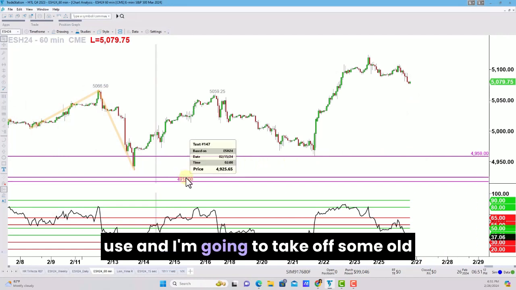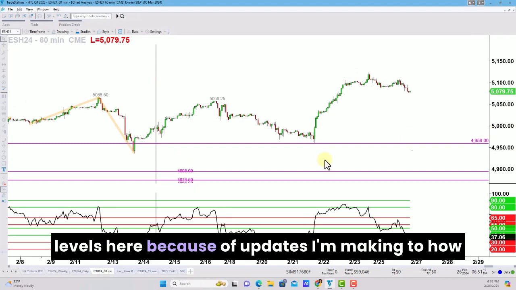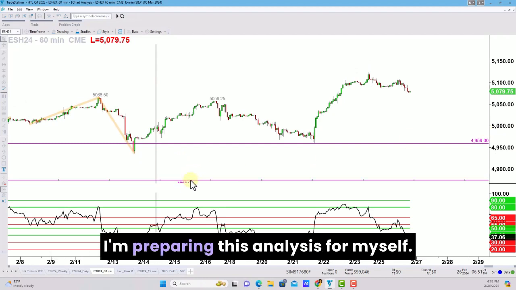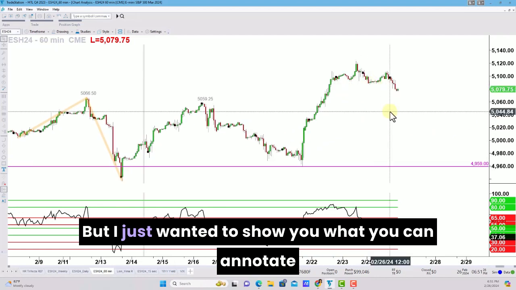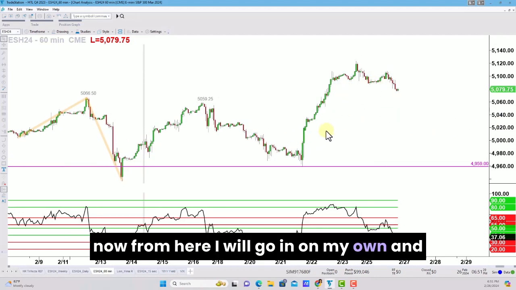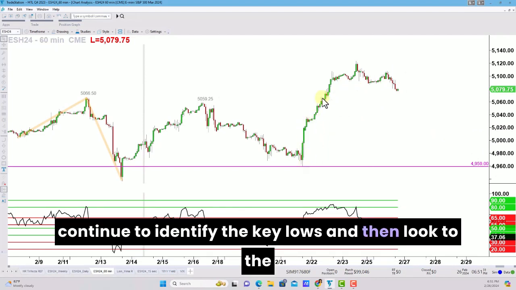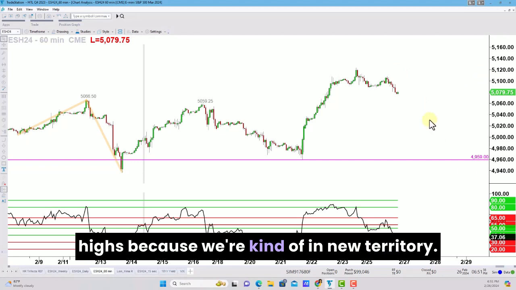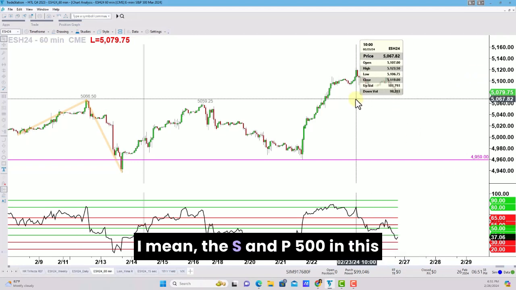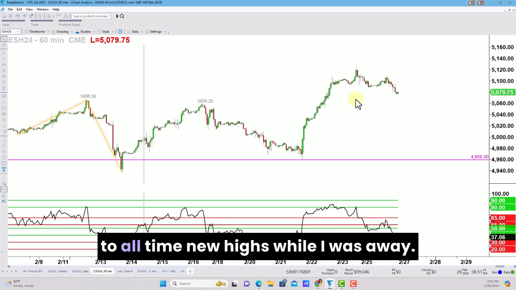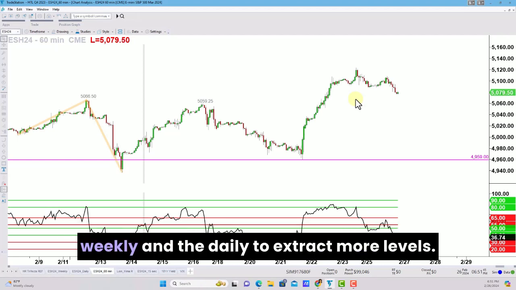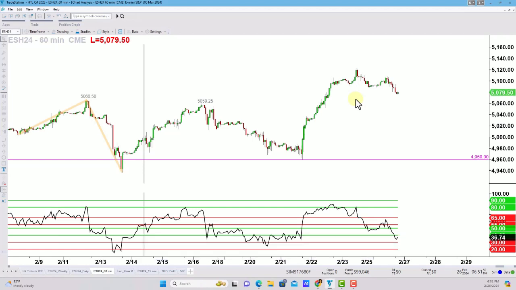And I'm going to take off some old levels here because of updates I'm making to how I'm preparing this analysis for myself. But I just wanted to show you what you can annotate. Now from here, I will go in on my own and continue to identify the key lows and then look to the highs because we're kind of in new territory. The S&P 500 in this particular case, and therefore the E-mini S&P, have traded to all-time new highs while I was away. I'm going to have to go back to the weekly and the daily to extract more levels. I'll bring them into the charts for myself.